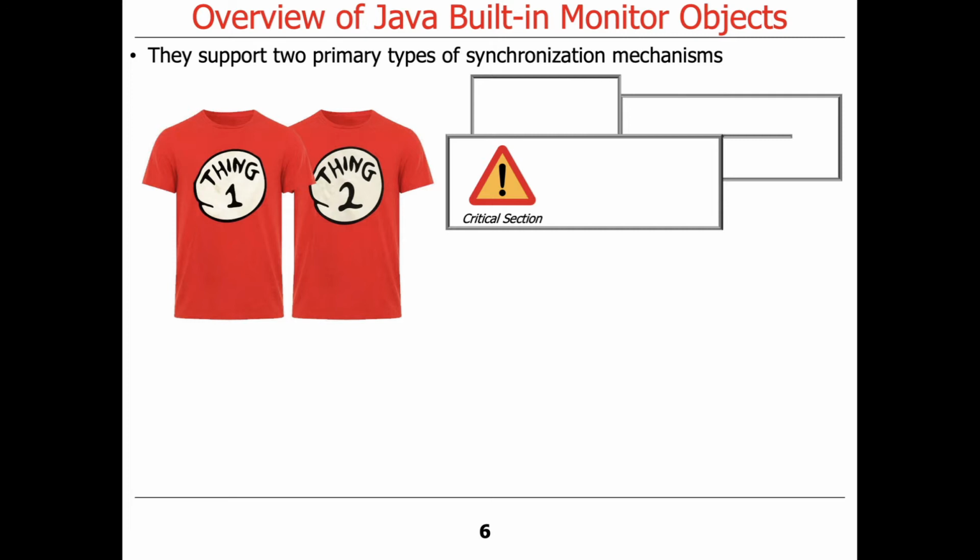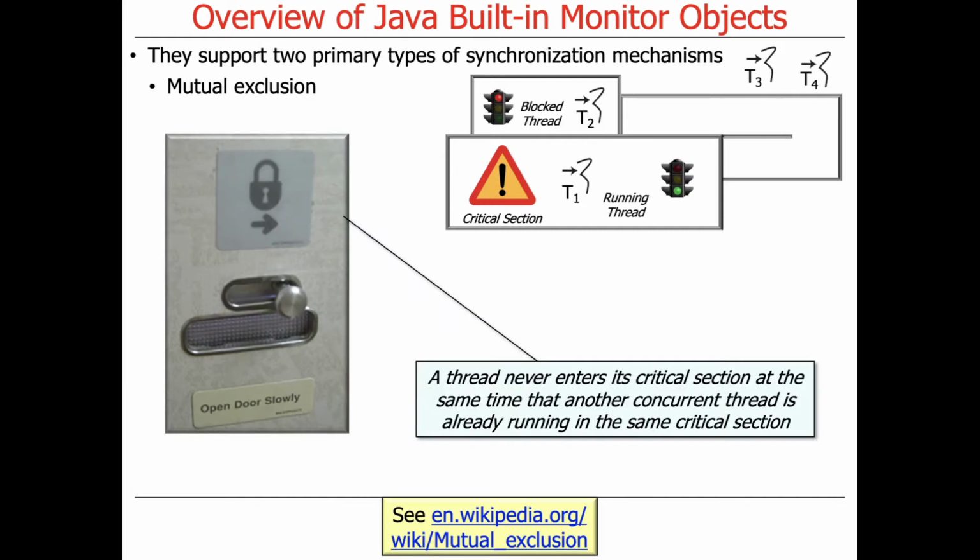There are two primary types of synchronization mechanisms supported by Java's built-in monitor objects. The first mechanism, we've talked about this many times before, is mutual exclusion. That's the mechanism that ensures that a thread never enters its critical section at the same time that another concurrent thread is already running in the same critical section. So that's basically what mutual exclusion is about. It's about keeping things out of critical sections. The example that I always give, as you well know by this point, is the restroom protocol on an airplane.